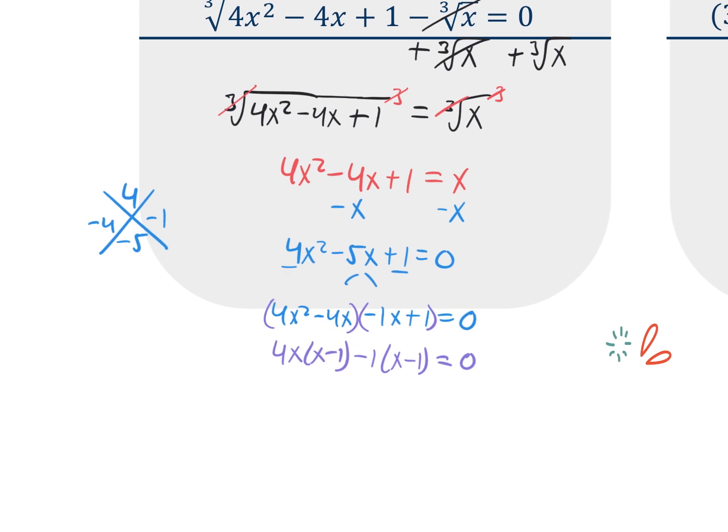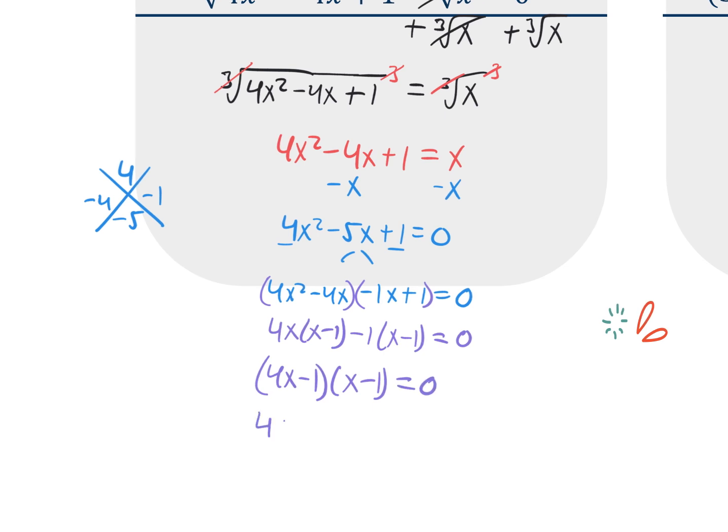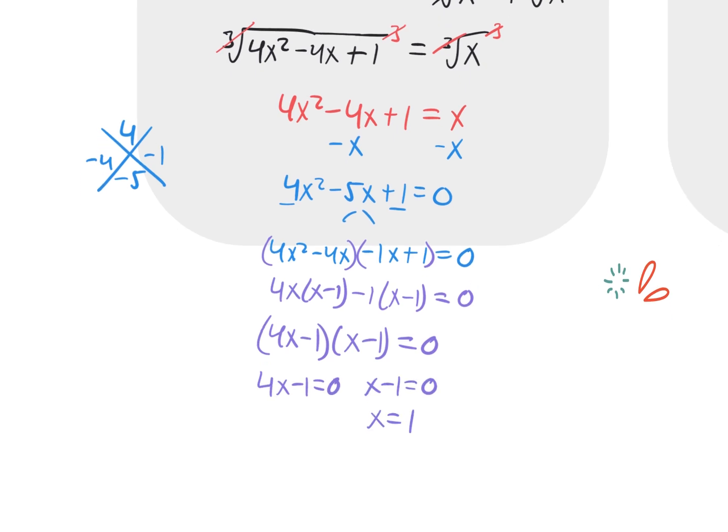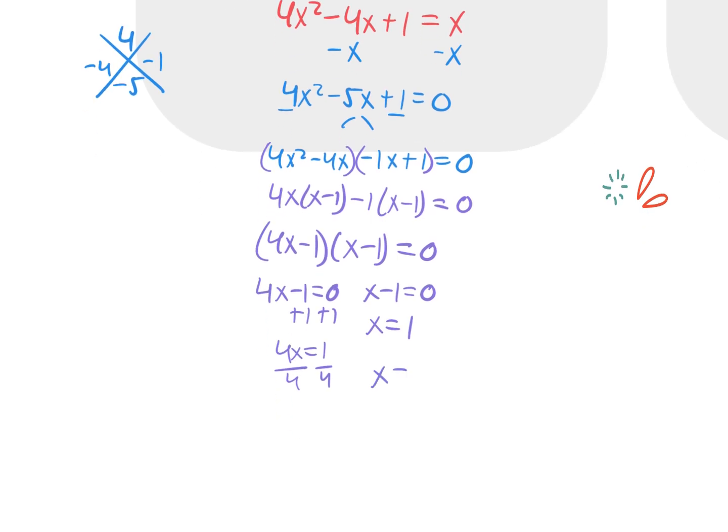Fully factoring this, we should get 4x minus 1 times x minus 1 equals 0. Then you want to set each factor equal to 0. So 4x minus 1 equals 0, and x minus 1 equals 0, which gives x equals 1. Then here we can add 1 on both sides and get 4x equals 1, and then divide by 4. We get x is positive 1/4.